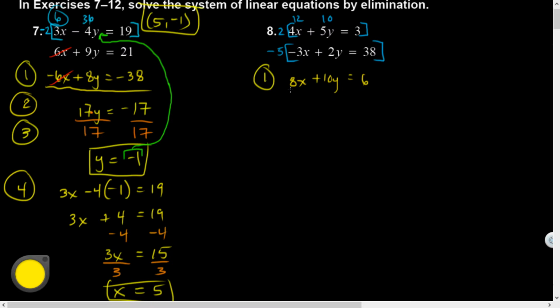Negative 5 times negative 3x is positive 15x. Negative 5 times 2y is negative 10y. Look at those gorgeous opposite coefficients. Question? Oh, dear.